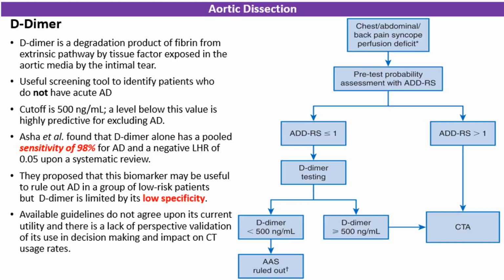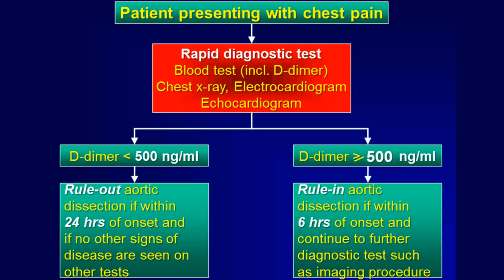The measurement of D-dimer levels in the blood can be used to further stratify risk. A negative D-dimer result, typically defined as less than 500 nanograms per milliliter, in conjunction with an Aortic Dissection Detection Risk Score of 0 or 1, has been shown to have a high negative predictive value for acute aortic dissection. This combination can help reduce the number of unnecessary imaging studies performed, which is particularly important given the potential risks associated with exposure to radiation and contrast agents.